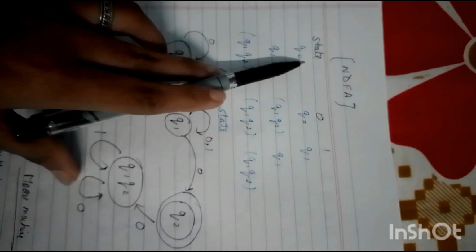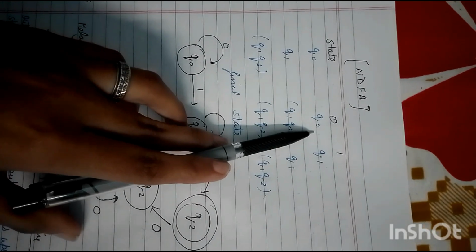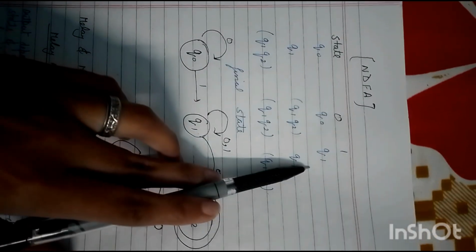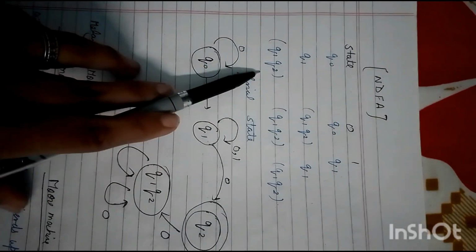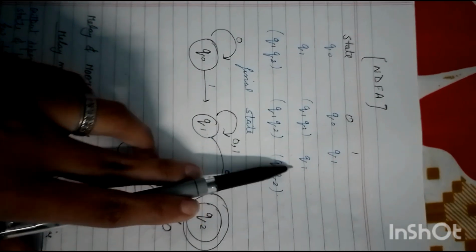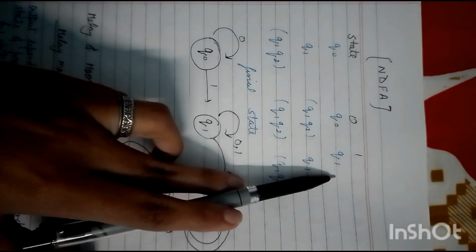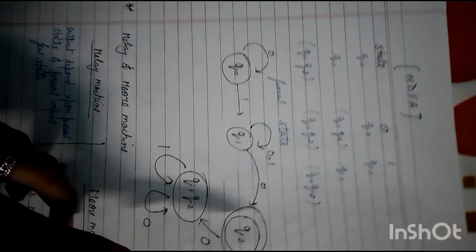for NDFA the states will be Q0 and Q1. So for Q0, at 0 we are getting Q0 and at 1 we are getting Q1. Again coming on to Q1 and Q2 both, we are getting 0 at Q1 and Q2 and Q1 at 1. So this is how we can convert that NDFA into a DFA.